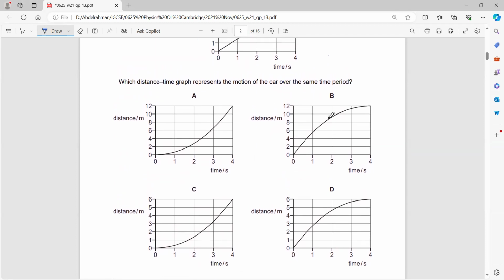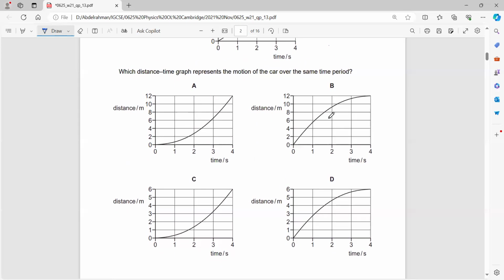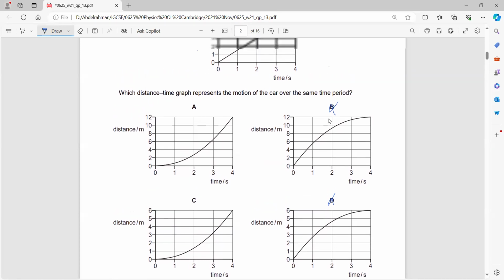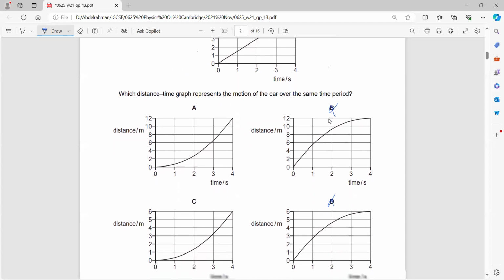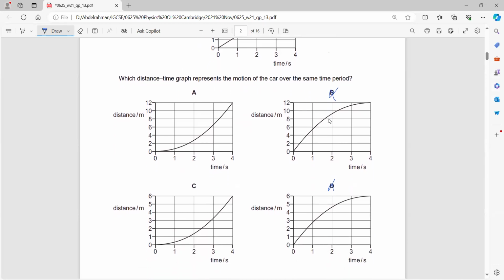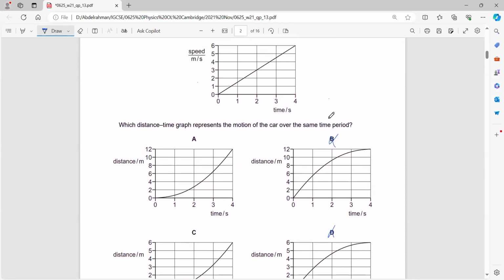Could it be C? Okay, so you've canceled out B and D, because they are decreasing speeds. Could it be C? That's the question. Is it A or is it C? And how should I find the difference between A and C? Okay, very simply, all you need to do is what?